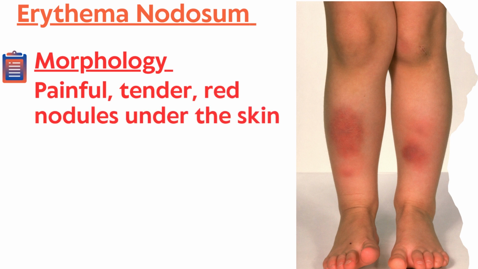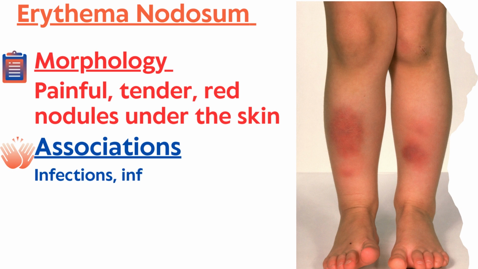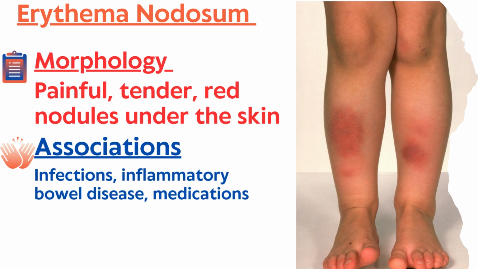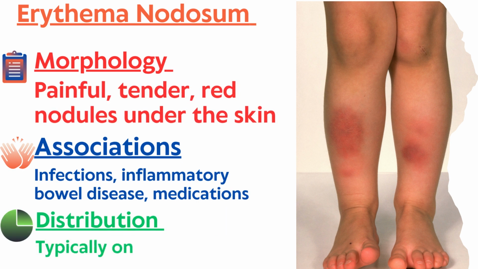Let's begin with Erythema Nodosum, a condition characterized by the presence of painful, tender, red nodules beneath the skin. It is often associated with various factors such as infections, inflammatory bowel disease, and certain medications. Typically, Erythema nodosum manifests on the shins, making it a distinct clinical presentation.